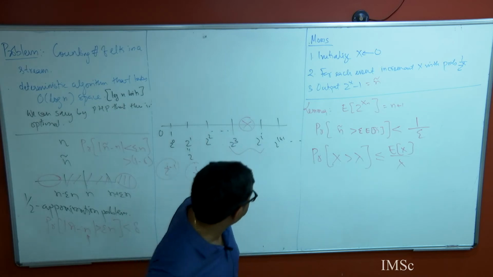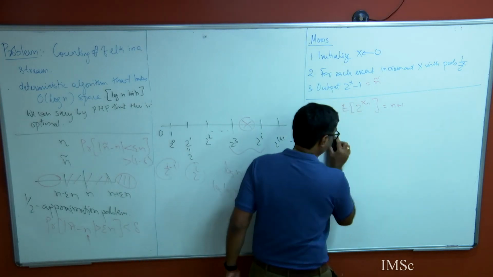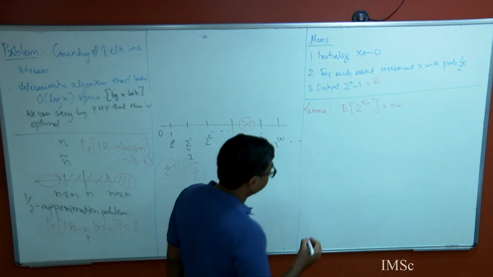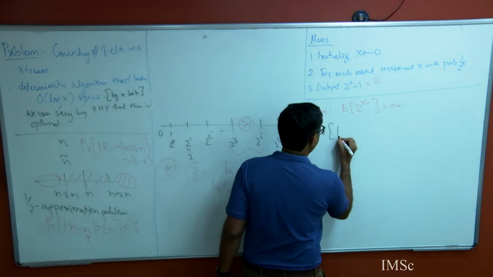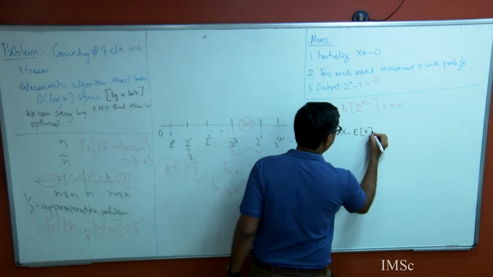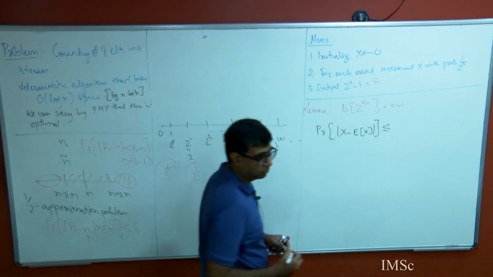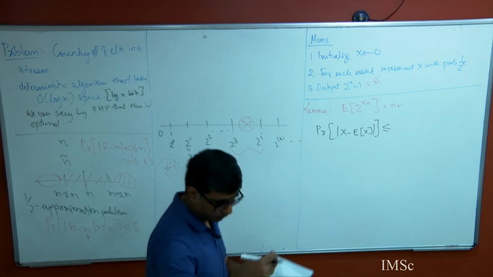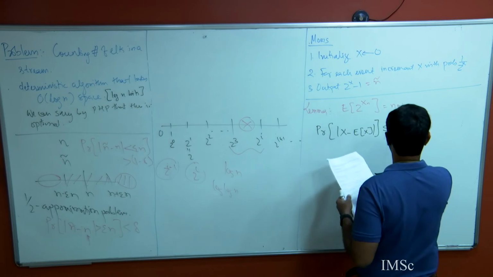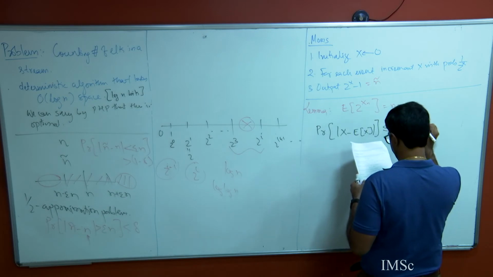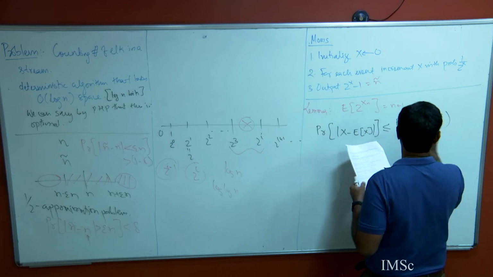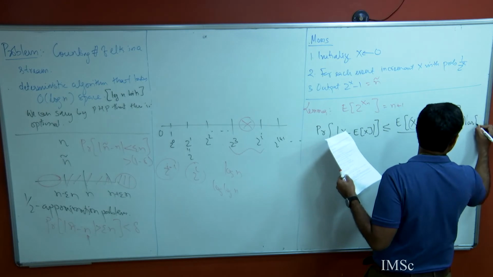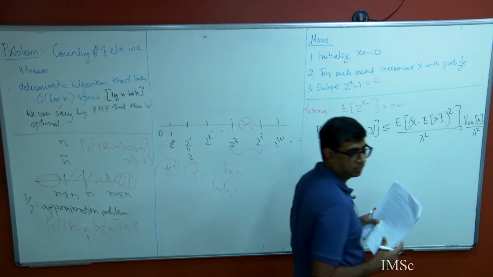So what does Chebyshev say? The bound we applied was that the probability that X minus the expectation of X is greater than lambda is less than or equal to the expectation of X minus the expectation of X, whole square, by lambda square, which is basically the variance of X by lambda square.